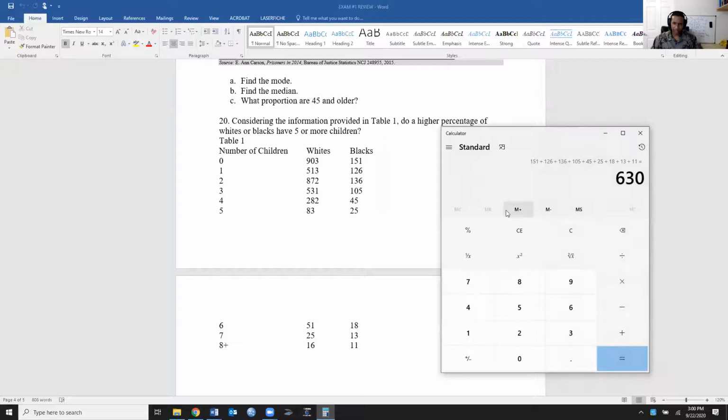And then what I need to do is look at how many out of that 630 has 5 or more children. Well, how many have 5? 25, okay? Plus that 18 gives me 43. Plus that 13 gives me 56. Plus that 11 gives me 67. Everybody still with me? Okay, well, what do I do with that 67 and this 630?